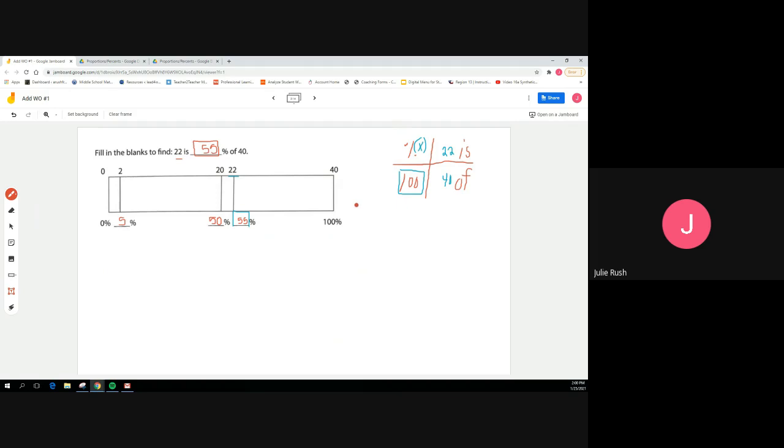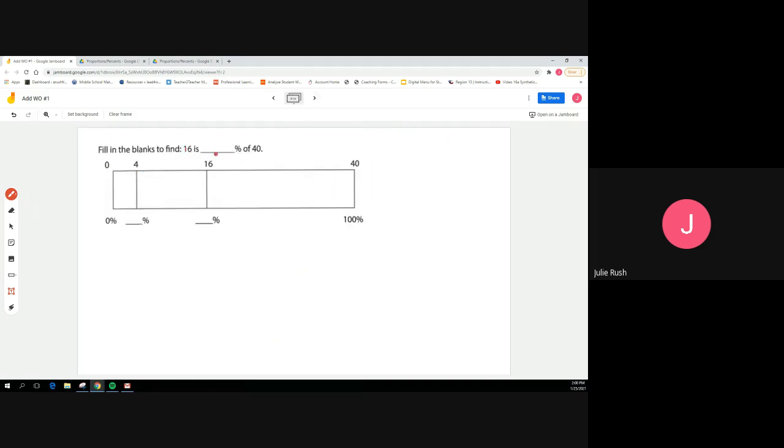And then let's go ahead and grab our trusty calculator, and let's just cross multiply and divide. And so we would have 100 times 22, which gives us 2,200, and then we would divide that by 40, and that gives us 55%. Good job. All right, let's try the next one.